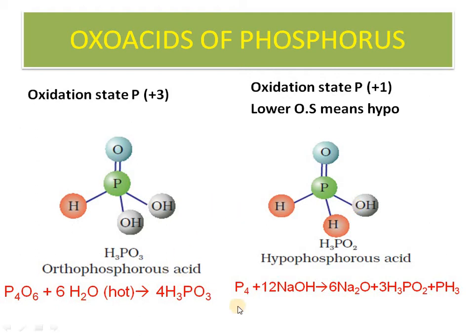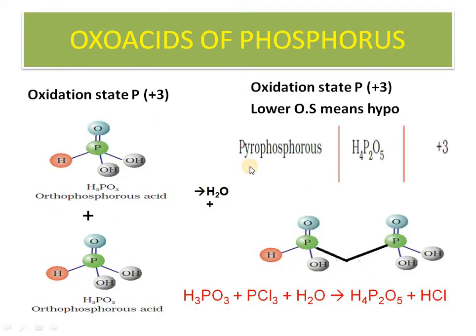So the formulas and the equations you should also be aware of. P4 with NaOH gives rise to NaH2PO2 plus phosphine. This is the method of preparation of hypophosphorus acid, and the oxidation state is +1. As we discussed earlier, hypo will have a lesser oxidation number as compared to the parent orthophosphorus acid.